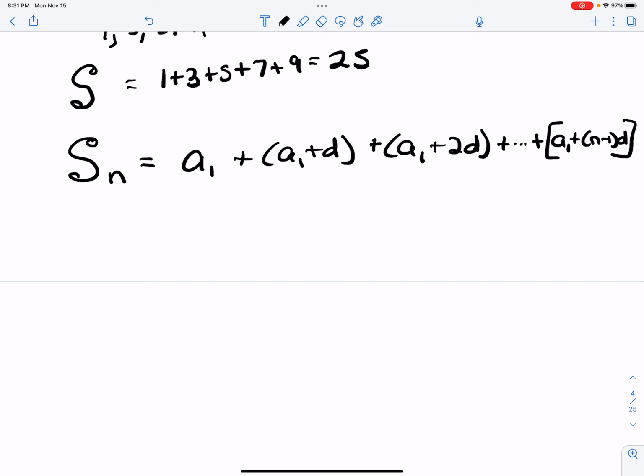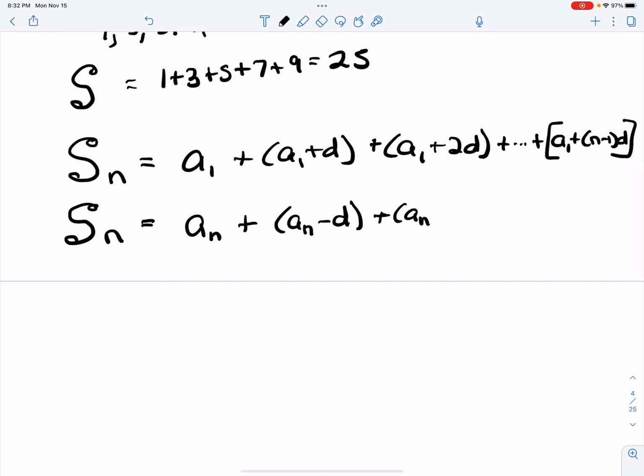But then you can take that same series and you can write it a little differently. You can write it backwards, in reverse order. Begin with a sub n. So instead of writing it as a sub 1 plus n minus 1 d, we'll just write a sub n. Then to go backwards, we could take a sub n minus d. Remember, going to the right, you're adding your common difference. Going to the left, you subtract it. So we could continue in that kind of form until we get down to a sub n minus n minus 1 times d.